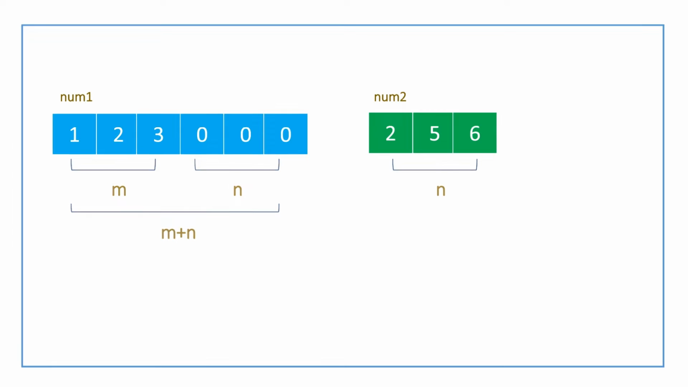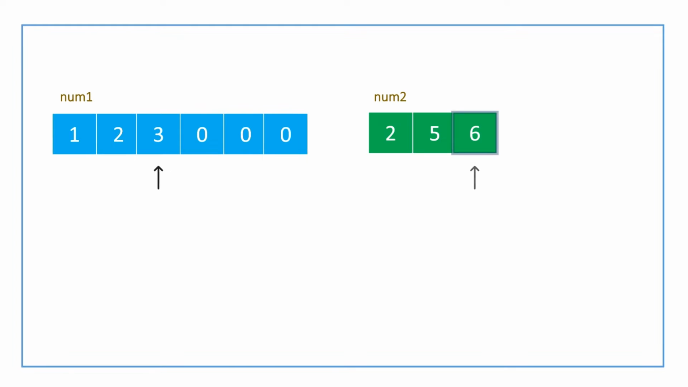We know that num1 and num2 are both sorted. 3 is the highest element in num1, 6 is the highest element in num2. When these two arrays are sorted, what would be the highest element of the sorted array? It would be the maximum of 3 and 6. In our case, it's 6. So, we place 6 at the end of num1. Now the array will be 1, 2, 3, 0, 0, 6. Then we decrement the pointer. Because we took the element from num2, we decrement the pointer pointing to elements in num2.